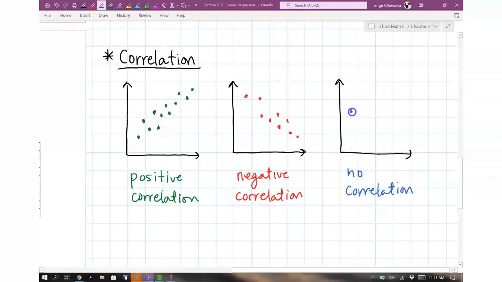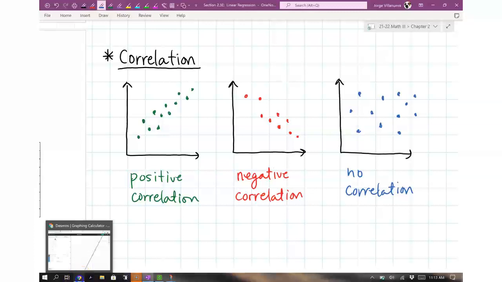And no correlation means that it's just hard to tell what's going on. Is it going up, down, like what's going on with it? So there is a no correlation as well. So there's positive, there's negative, and there's no correlation. Okay? The very first question they're going to ask you, I think, if I remember the homework correctly, is what kind of correlation is your graph?